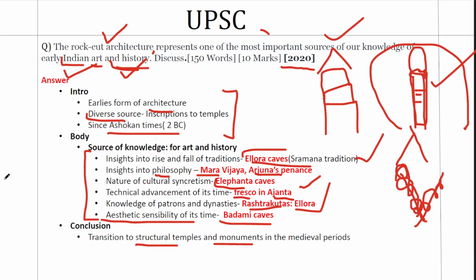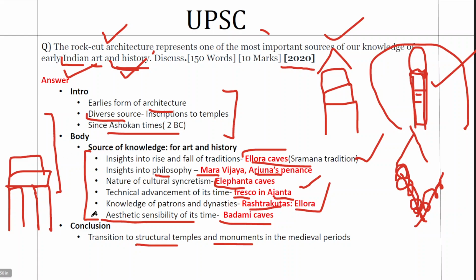Then once time goes by, you have a rock and you have something else kept on top of it, and you have another rock here, then something else comes on top of it. Just like that, it goes on. And these types of temples are called structural temples made of multiple stones. After that, you have big monuments like the Red Fort, Agra Fort, modern temple structures. So the transition begins from the rock-cut architecture, and that's what we are going to mark in the conclusion.